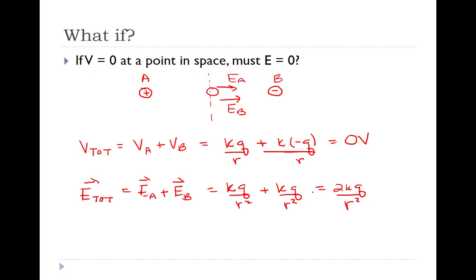Now you may be wondering, is it possible that these two things are both 0? Yes, certainly. There are spots where both potential and field are 0. And a good one to think about is if I go a good distance away from the source charge, so R is big. Potential is KQ over R, field is KQ over R squared. If R is big, both of those are going to go to 0. So you can have them equal to 0 at the same point in space, but they don't have to be.